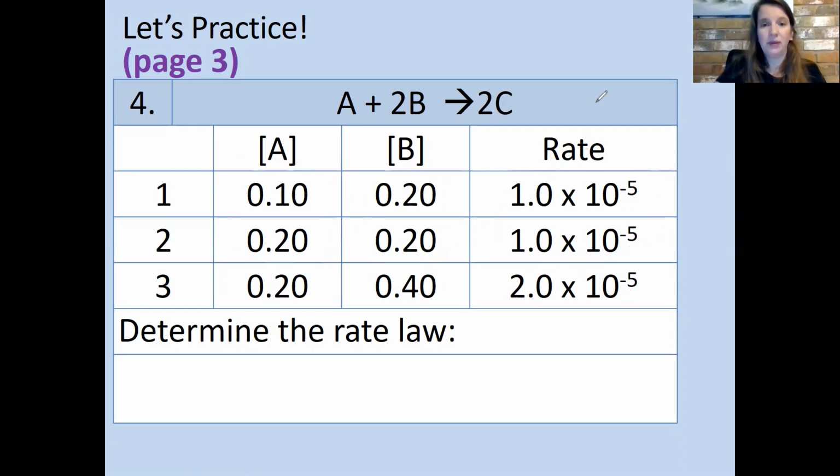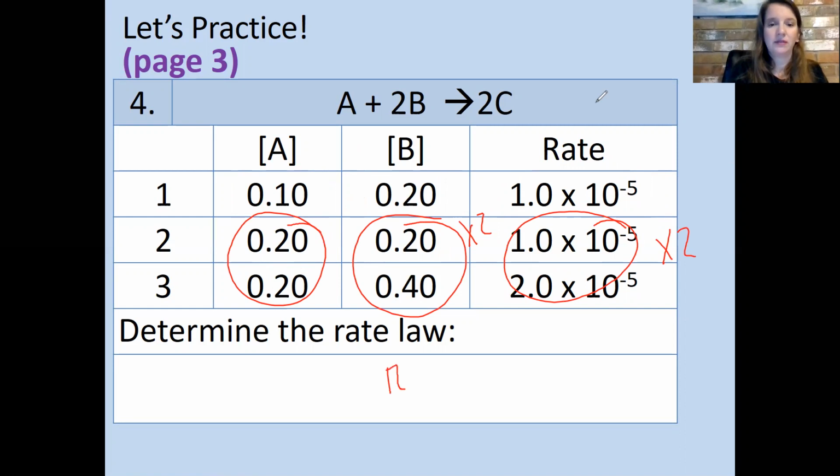So now we can focus on B. So in trials 2 and 3, A stays the same and B is changing. So B is doubling. And what's happening to the rate over here? It's also doubling. So what does that exponent have to be on the concentration of B? It's going to have to be 1. So rate equals K times the concentration of B. And that's it.